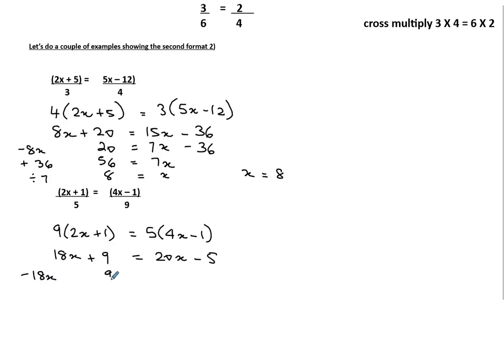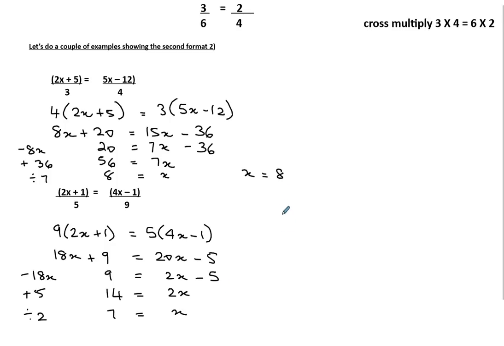So you've got 9 equals 2x minus 5. Add the 5, and you've got 14 equals 2x. x has been multiplied by 2, so let's divide by 2. And we've got 7 equals x. So x equals 7. Let's test this one.